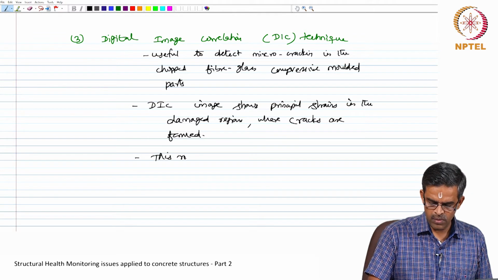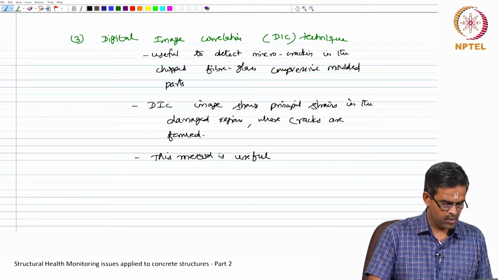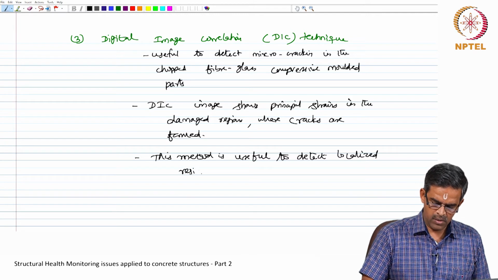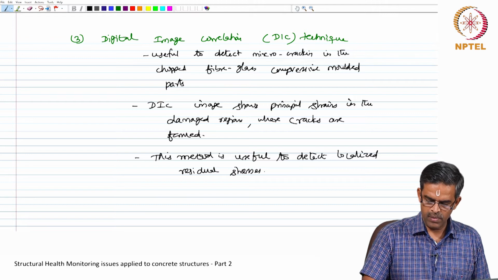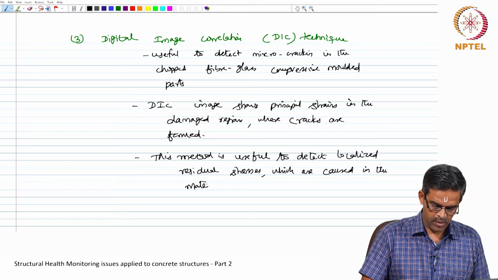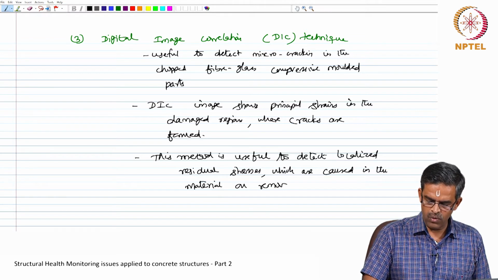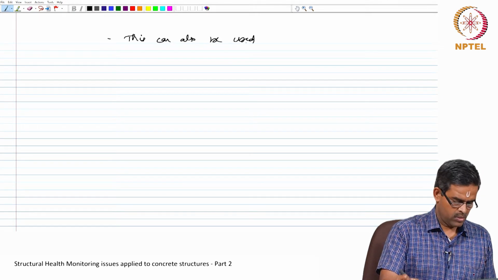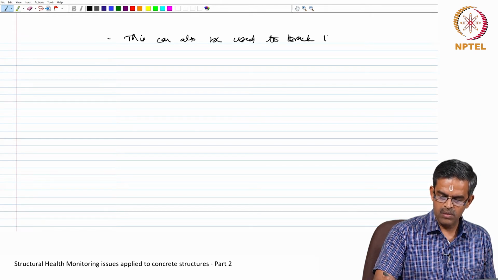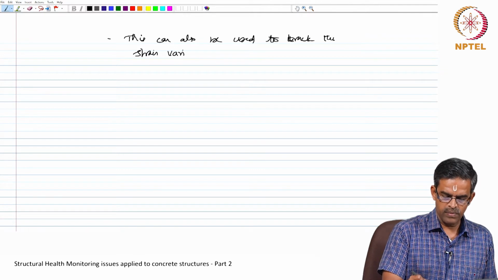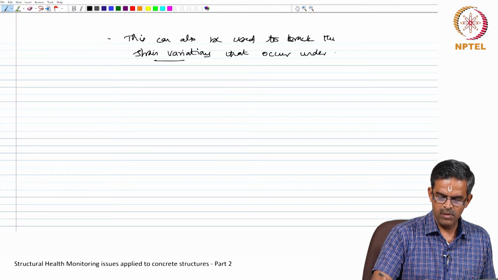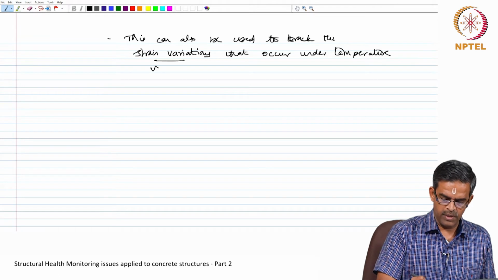This method is useful to detect localized residual stresses which are caused in the material on removal of load. This can also be used to track the strain variations that occur under temperature variations.